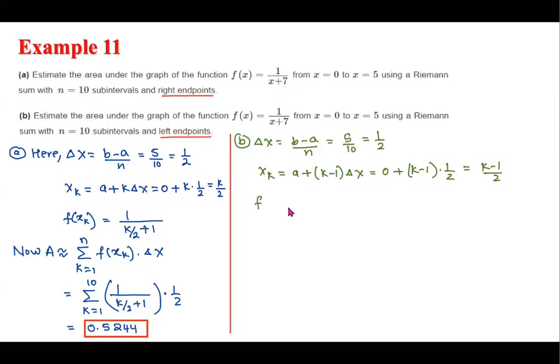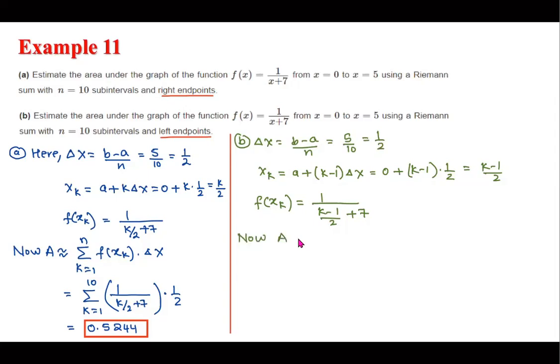So third thing, f of xk. f of xk means we plug this into the function. So it will be 1 over k minus 1 over 2 plus 7. If you look at the previous function, it was plus 7 there also. That was a little bit of an error there. But remember, once I type this in the calculator, I get that value. That part is correct. So we get f of xk. Now let's find the area.